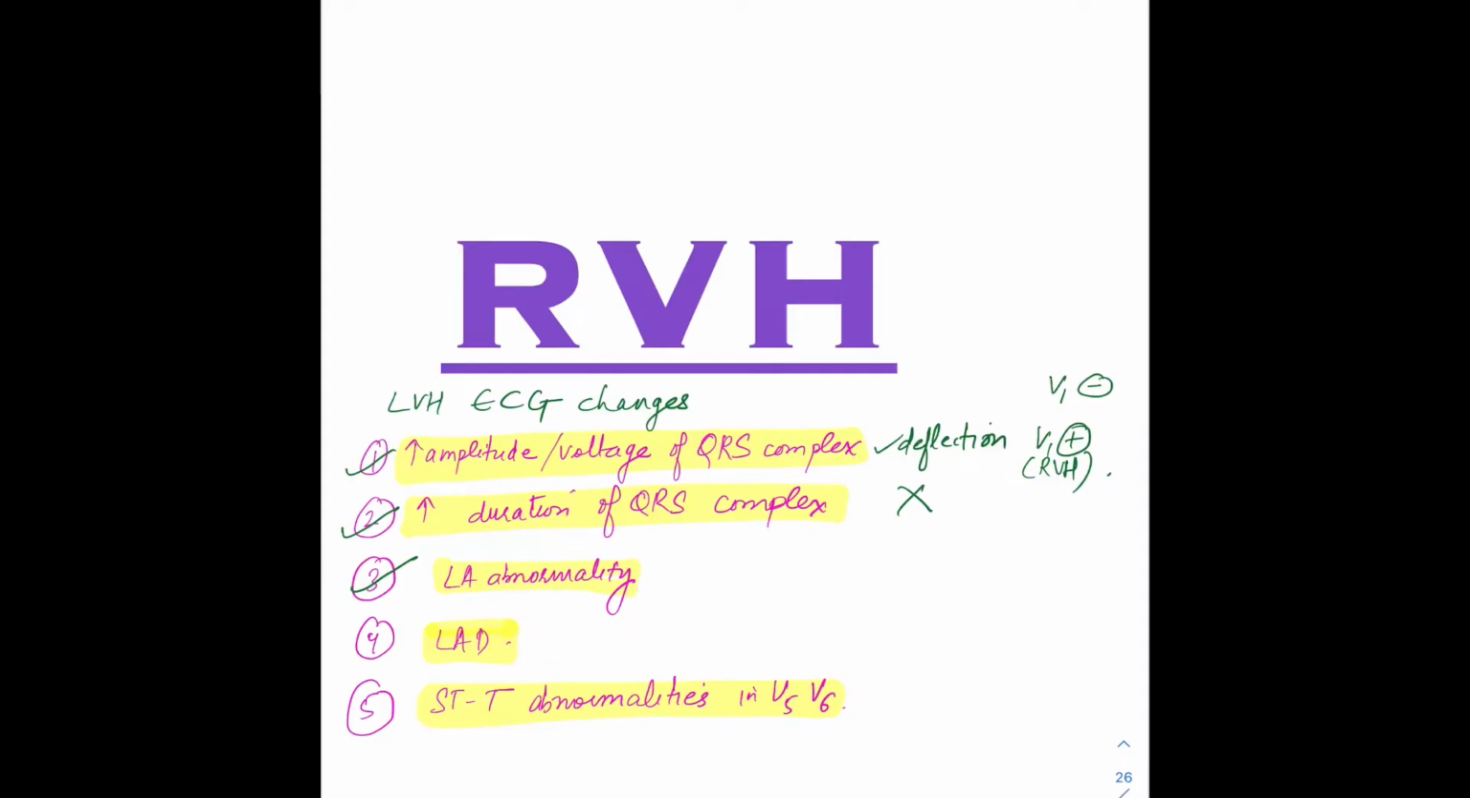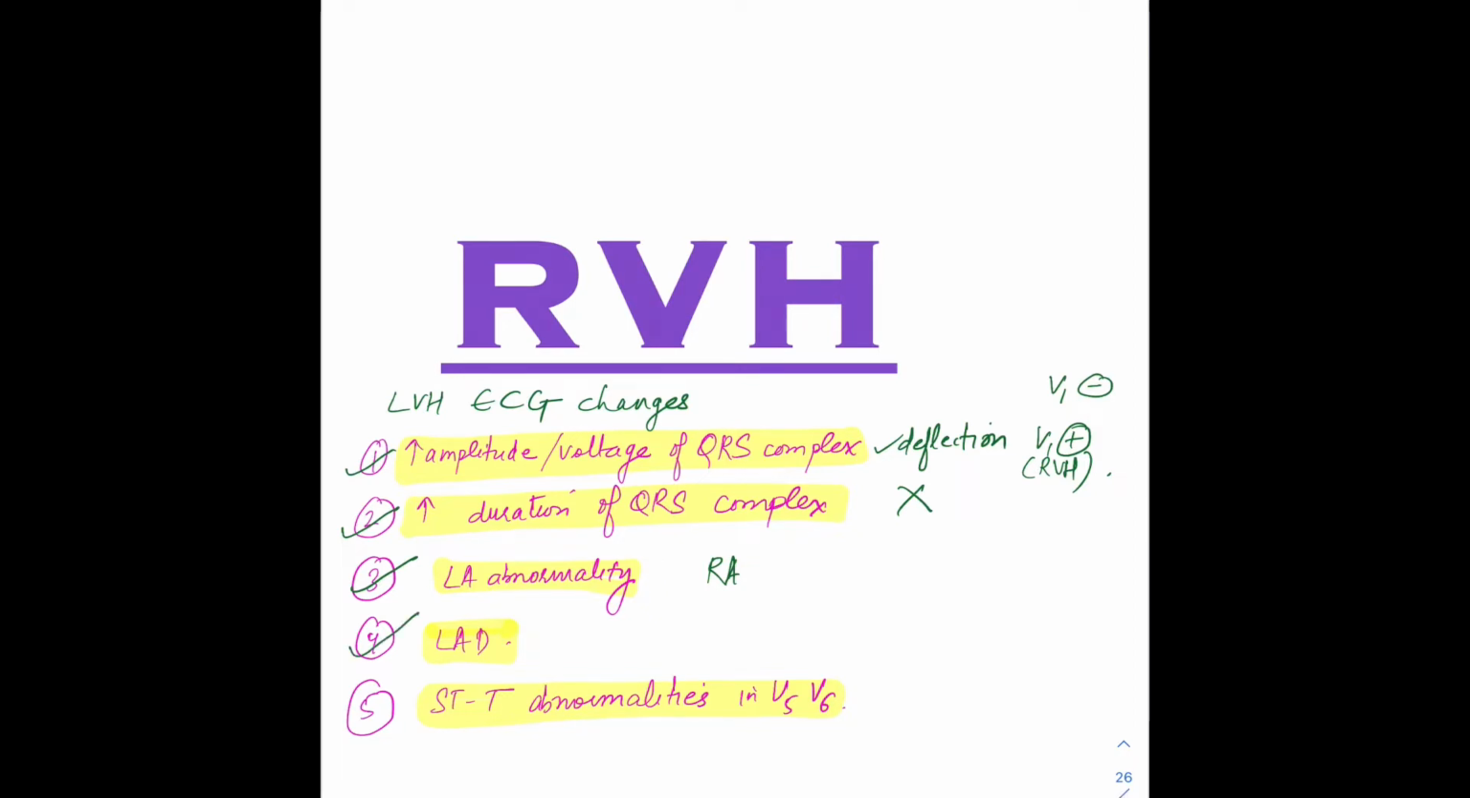Next, coming on to the left atrial abnormality. Just like we have left atrial abnormality in case of left ventricular hypertrophy, we will be having right atrial abnormality in case of right ventricular hypertrophy, which is generally seen in the form of P wave changes in the ECG. If you remember, we've talked about how we have peaked P waves in case of right atrial enlargement. So those are the changes that we might see along with right ventricular hypertrophy changes.